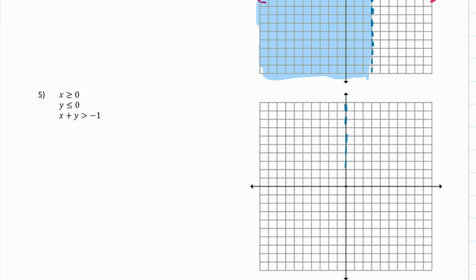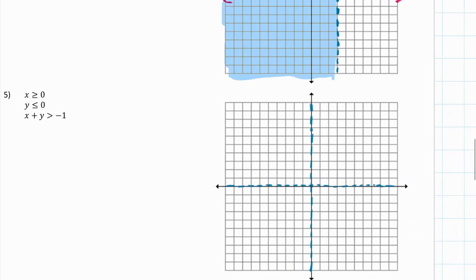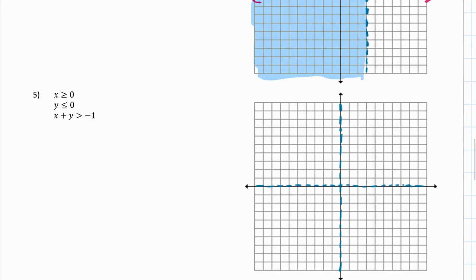So 1, 2. Here's x equals 0. And here's y equals 0. So that just means the two axes. Let's shade this a little bit more. There we go. And then x greater than 0 and y less than 0. I think I'm going to combine these into a single area. Greater than 0 for x means, right, oops, sorry, that was greater than or equal to.